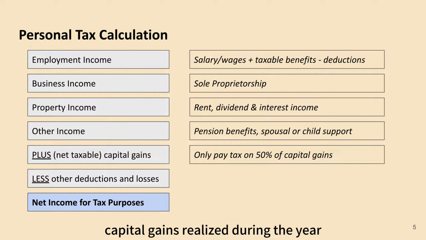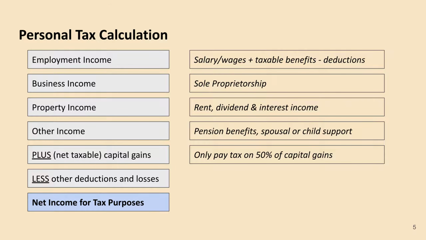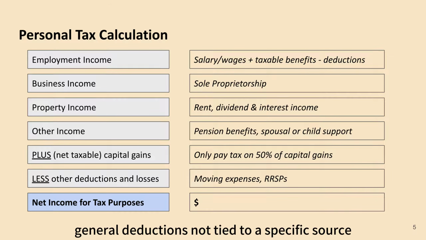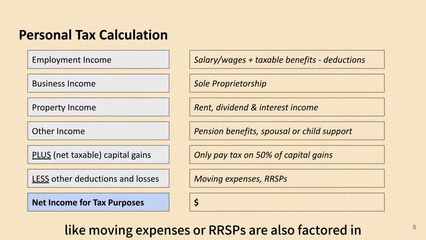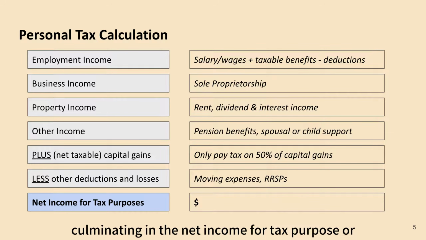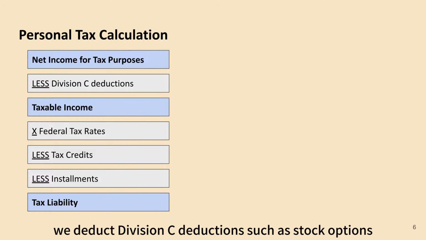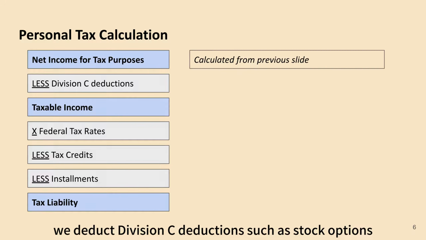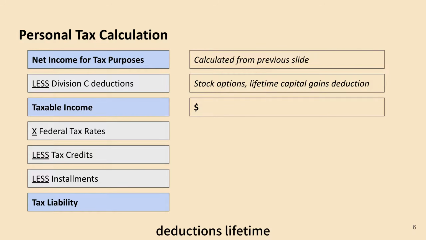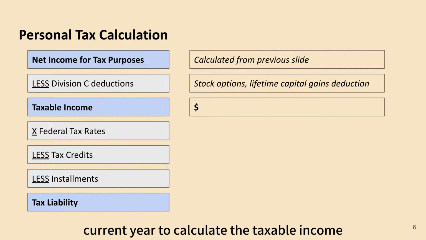Capital gains realized during the year are also included. Remember that we only pay tax on 50% of capital gains. General deductions not tied to a specific source, like moving expenses or RRSPs, are also factored in, culminating in the net income for tax purpose, or Division B income. Moving forward, we deduct Division C deductions, such as stock options deductions, lifetime capital gains deductions, and applying non-capital loss carryforwards for the current year to calculate the taxable income.